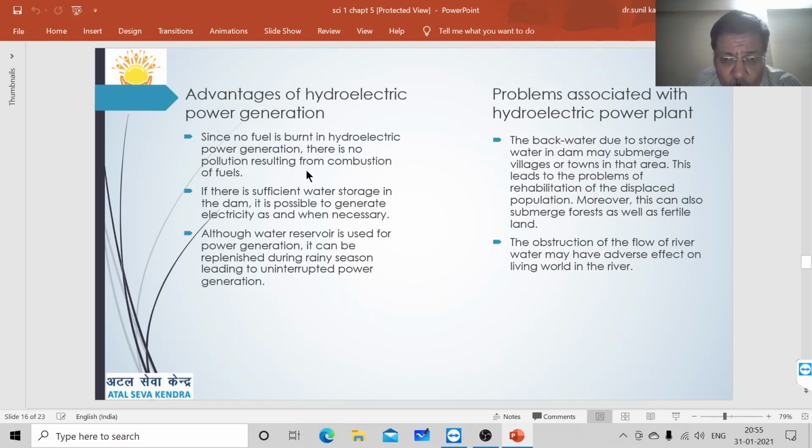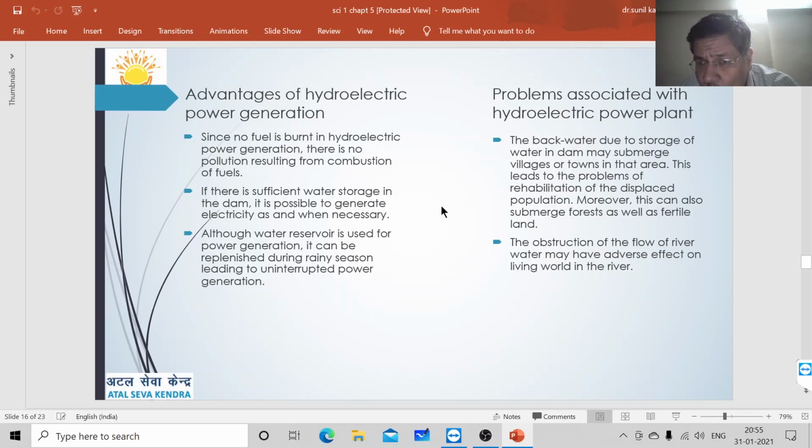Since no fuel is burnt in hydroelectric power generation, there is no pollution resulting from combustion of fuels. If there is sufficient water, it is possible to generate electricity as and when necessary. Although the water reservoir is used for power generation, it can also be replenished during the rainy season, leading to uninterrupted power generation. Now, what are the main problems or disadvantages?